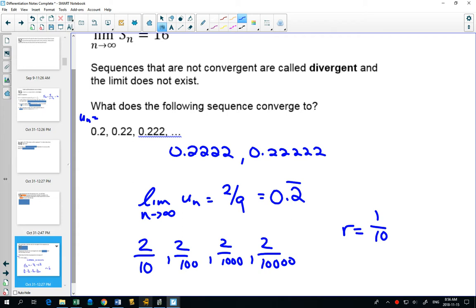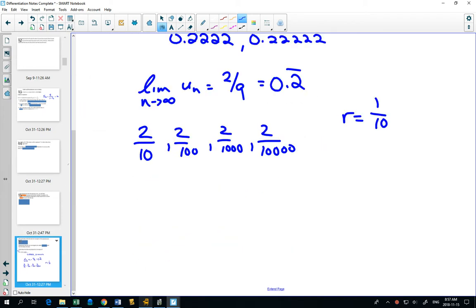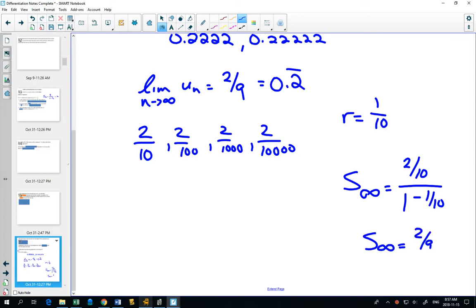And if you added them all up, your sum to infinity would be my first term, which is 2/10, over 1 minus r, which is 1/10. And this would be 2/10 divided by 9/10. And if you simplified that, you would get 2/9ths. And you can do this with any repeating decimal if you want to find the fraction, which is kind of cool.